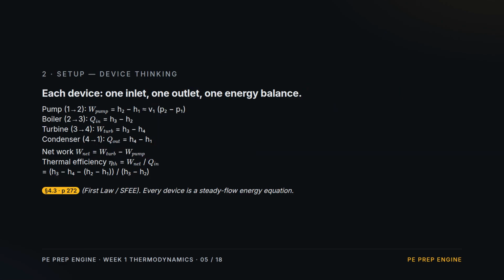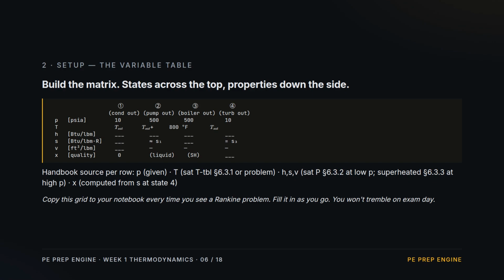Setup. Think device by device. Each device is a steady flow energy balance. Pump work is the enthalpy change 1 to 2 for a nearly incompressible liquid, specific volume times pressure rise. Boiler heat is 2 to 3. Turbine work is the enthalpy drop 3 to 4, where the power comes from. Condenser heat rejection is 4 minus 1. Net work is turbine minus pump work. Efficiency is net work over boiler heat. Memorize this skeleton.